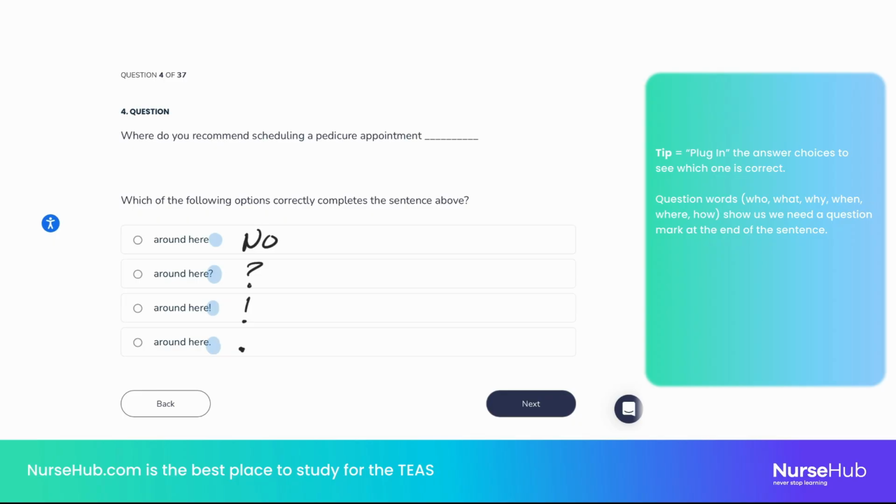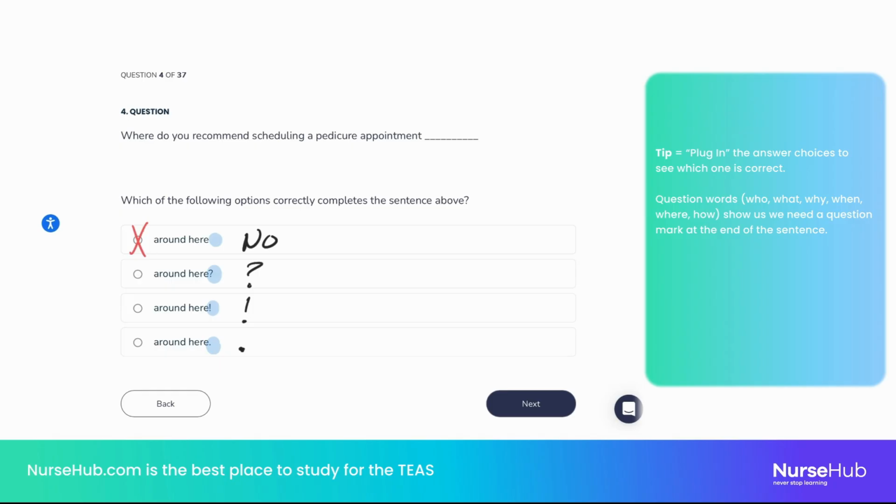Okay. So first, is this a complete sentence? Where do you recommend scheduling a pedicure appointment around here? Yes, that is a complete sentence. It is not a dependent clause. It is not an incomplete sentence. So that means we do need some punctuation. So let's cross that one off instantly. Now, is this a question?